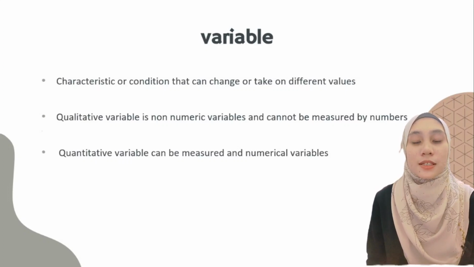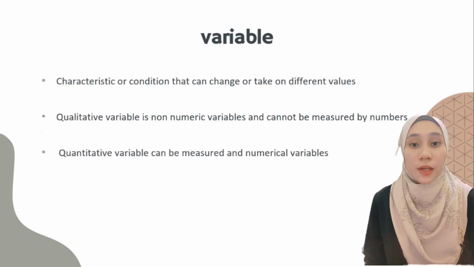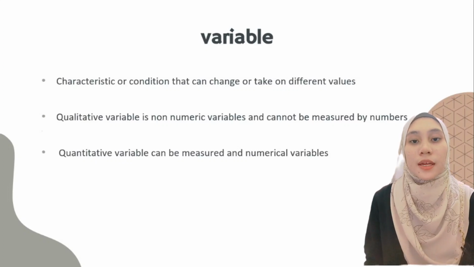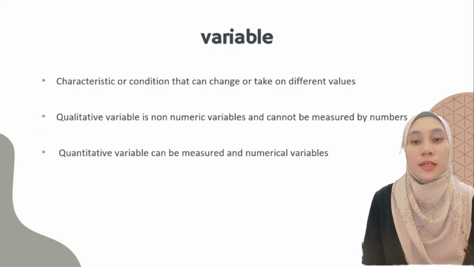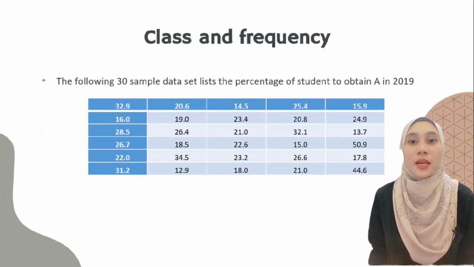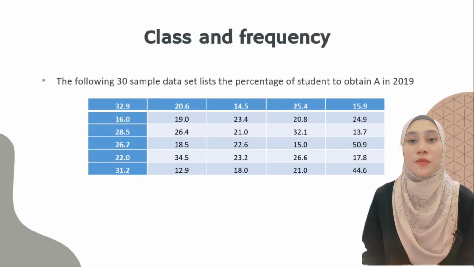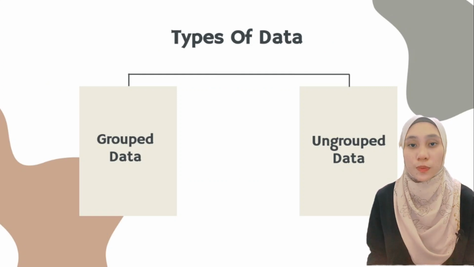Besides that, the data can be measured as numerical variables. Data can be described by using a table and a graph. A table shows classes or intervals of data entries and the observations in each class. The frequency of a class is the number of data entries in the class. There are two types of data, which are ungrouped data and grouped data.